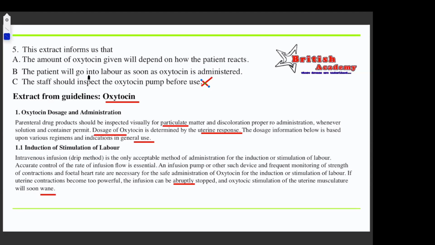Second one, the patient will go into labor as soon as the oxytocin is administered. No, it doesn't say that. This is not the right option. It says if the uterine contractions become too powerful, then you can stop abruptly. So the duration, they're not clarifying it. And in the second para, it also says that frequent monitoring is required to control the strength of contraction, which means it may take a longer time. We can assume that things cannot be quick. So this option is also not the right option. The right option is A.